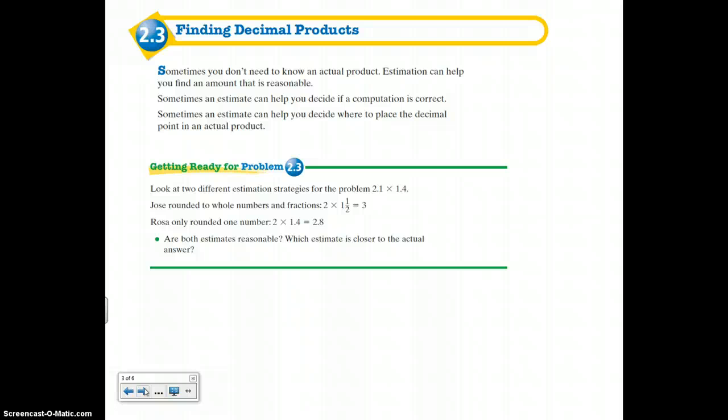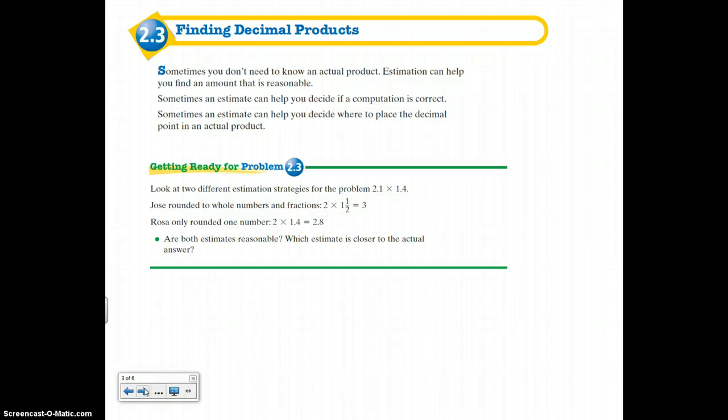So the words say, sometimes you don't need to know an actual product. Estimation can help you find an amount that is reasonable. Sometimes an estimate can help you decide if a computation is correct. Sometimes an estimate can help you decide where to place the decimal point in an actual product. And that's a lot of what we did yesterday when we thought of it as whole numbers, and then we placed the decimal point appropriately to make the answer what it needed to be.